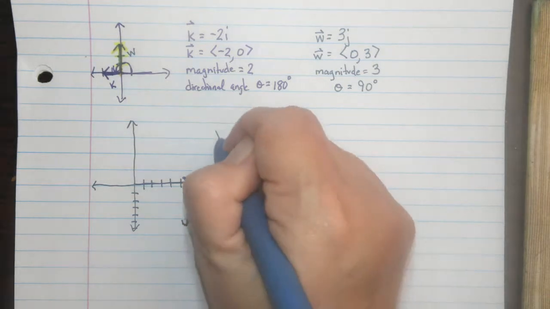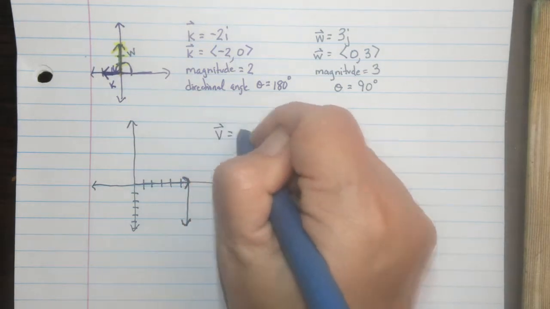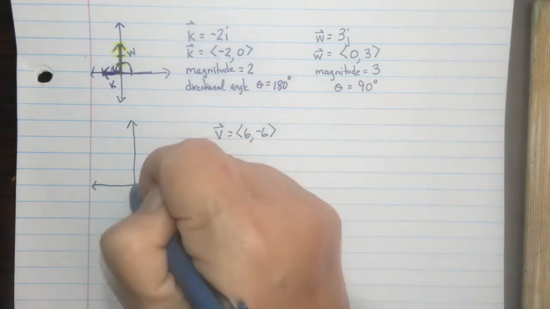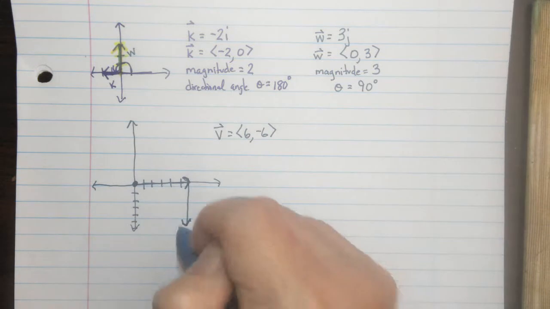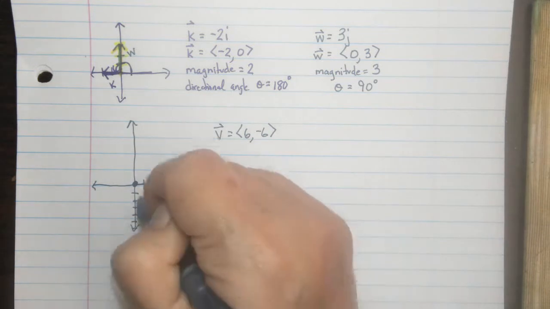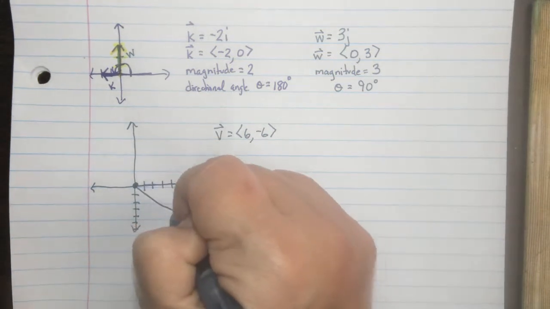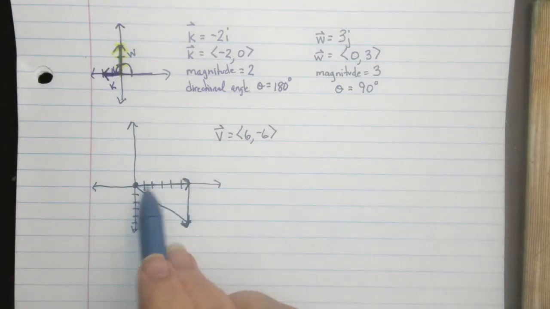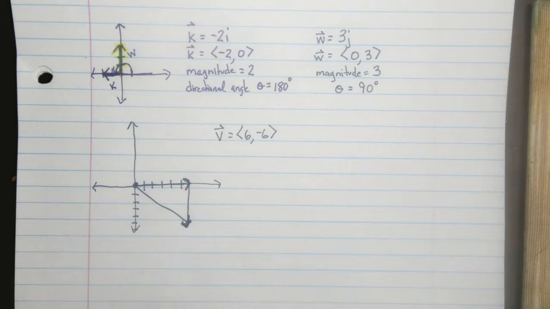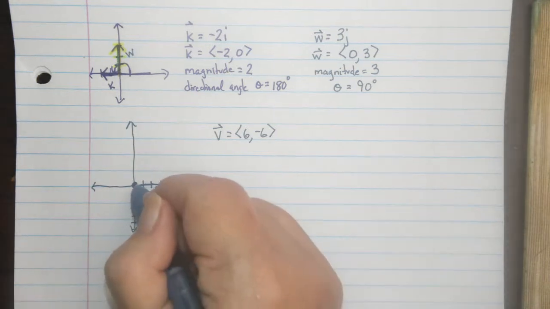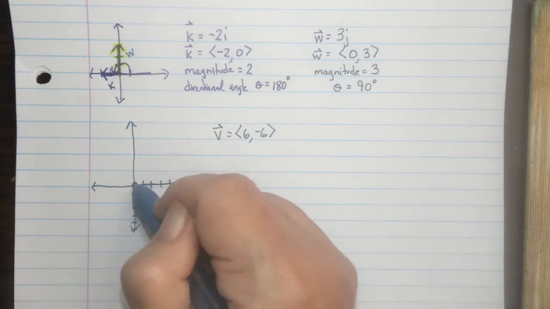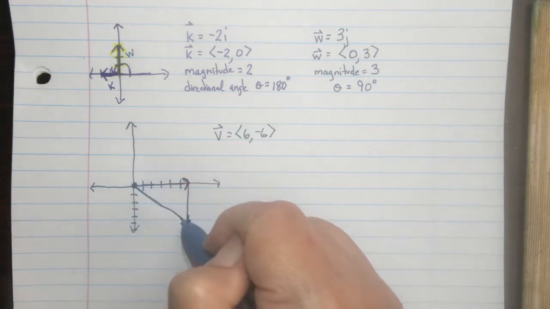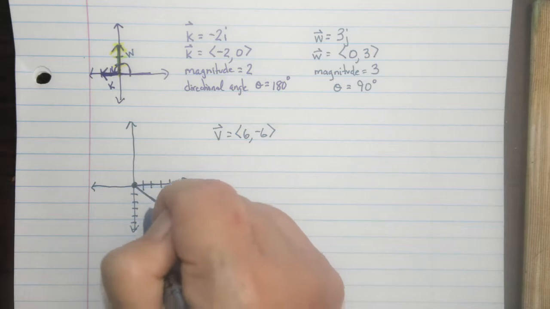So again, I'm dealing with vector v, which in component form is <6, -6>. So that means I'm starting at (0, 0), and I'm ending right here, because I went 6 across and 6 down. So this right here, starting at my initial side and ending at my terminal side with the arrow, this is vector v.